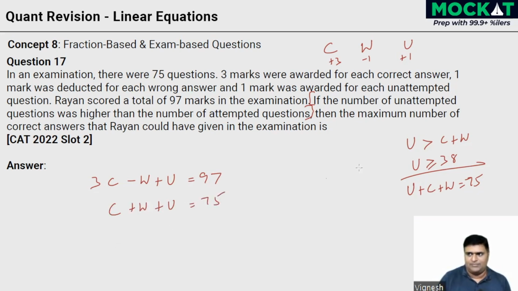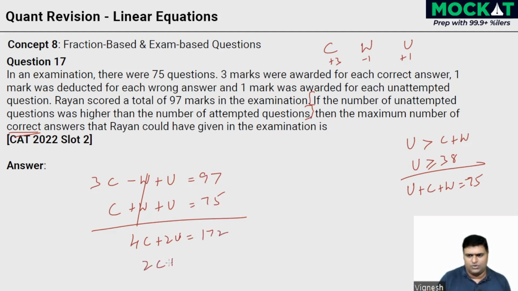Now, once again, U is greater than or equal to 38. I need to find the maximum number of corrects. I want to retain the U variable because there's an inequality around that. I want to keep the C variable because correct answers I have to maximize. I have to get rid of this middle variable, which is W over here. Just add the two. What are we getting? We're getting 4C plus 2U equals 97 plus 75 over here, 172.